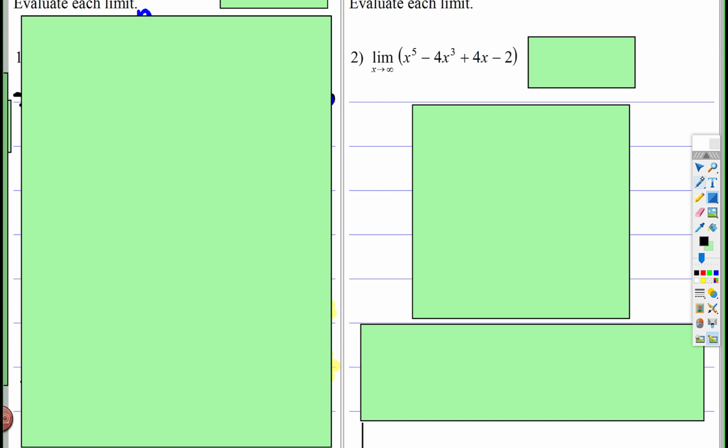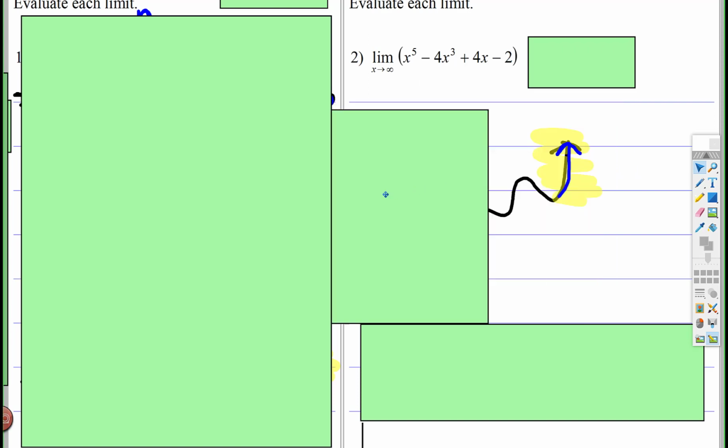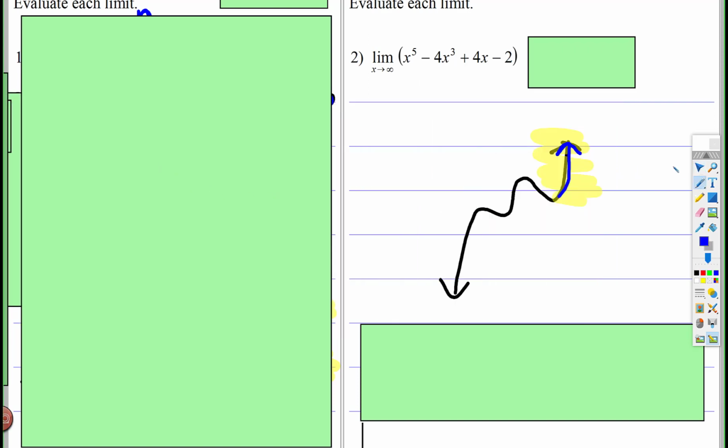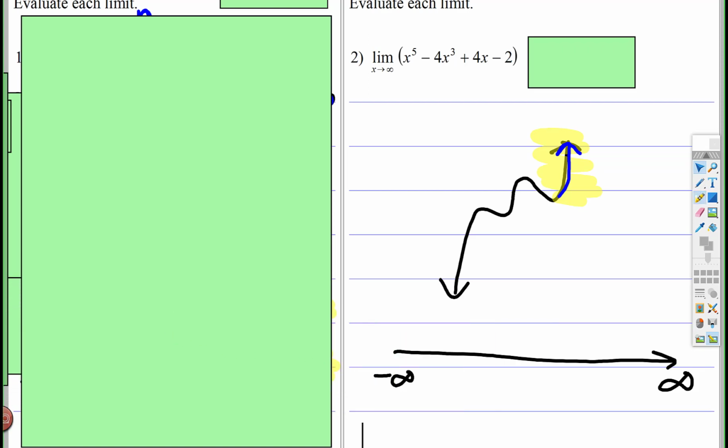So now we have a positive x to the fifth, and we're also headed towards positive infinity. So as we are headed in this direction, where are those y values headed? To positive infinity.